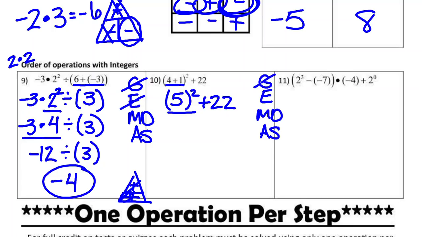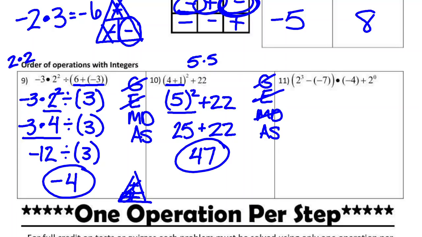Yes. The side salad would be 5 times 5, which is 25 plus 22. Done with exponents. No multiplication, no division. Adding and subtracting is next, and you'll get 47. So that one was pretty simple.